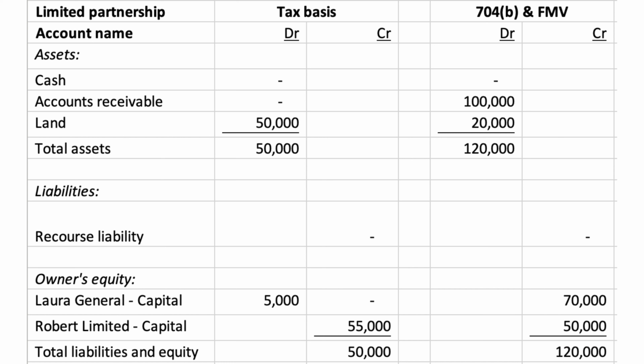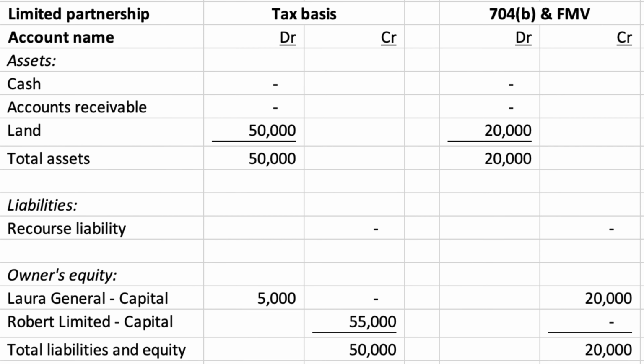In the second step, we distribute the accounts receivable, the ordinary income asset. Since we want to keep this a proportionate distribution, we must distribute the accounts receivable according to the partner's 50% profit ratios, or $50,000 value to each partner. After the accounts receivable distribution, the balance sheet looks like this. In the third step, we distribute all other assets, which in this case is the land.